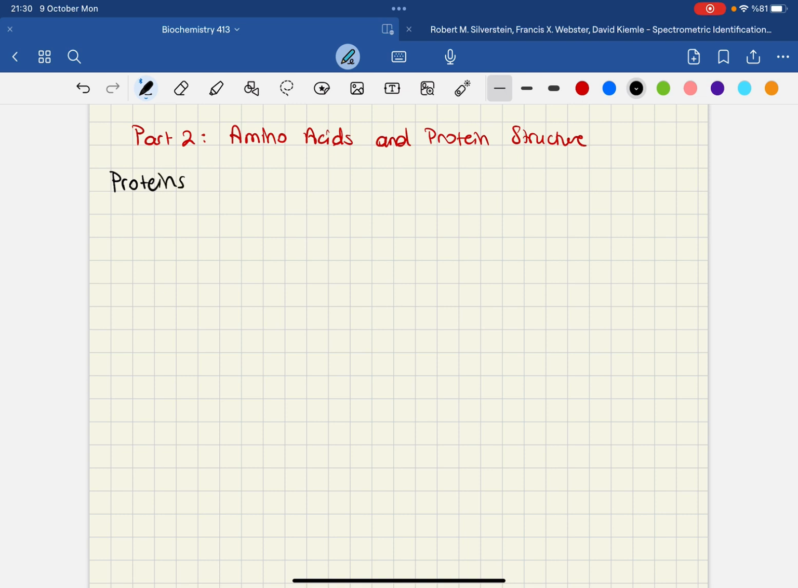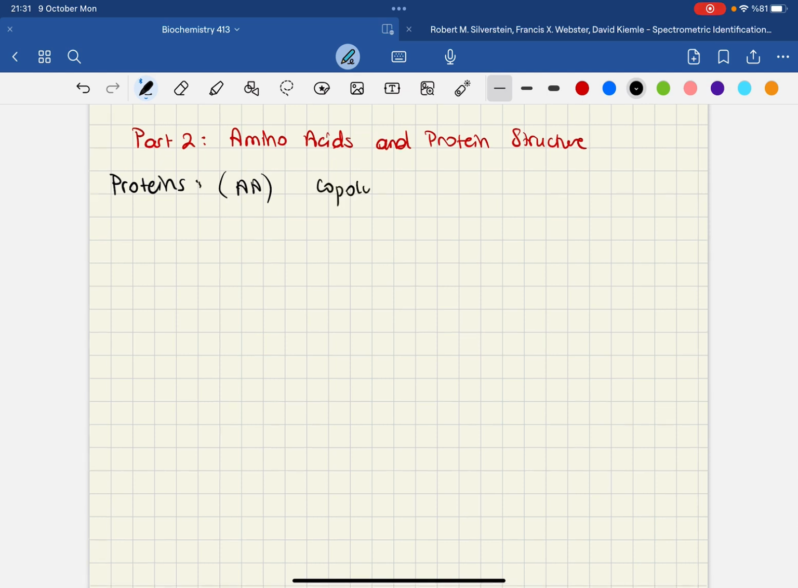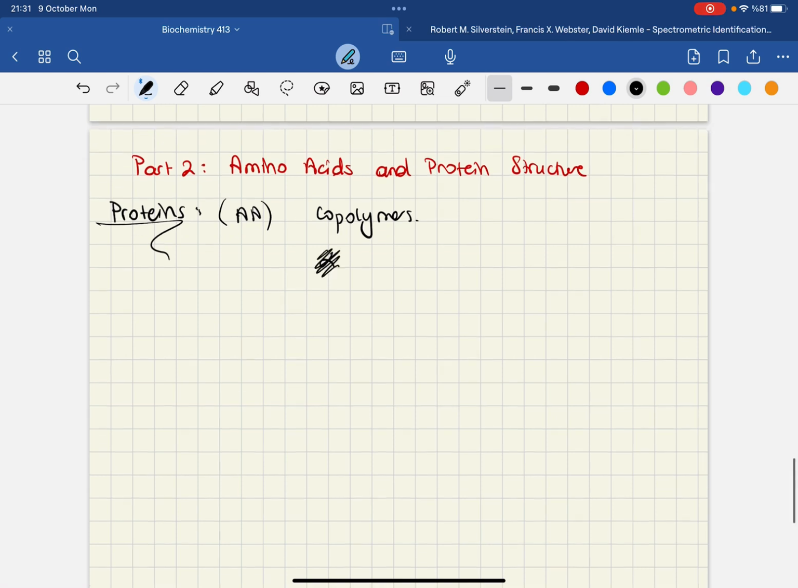Proteins are linear biological copolymers of alpha amino acids, which are shortened as AA, linked through amide bonds between the carboxylic acid of one amino acid and the alpha amino group of a second amino acid. Let me summarize this: they are copolymers, and we have a link between two amino acids. They are formed of many amino acids linked through amide bonding.